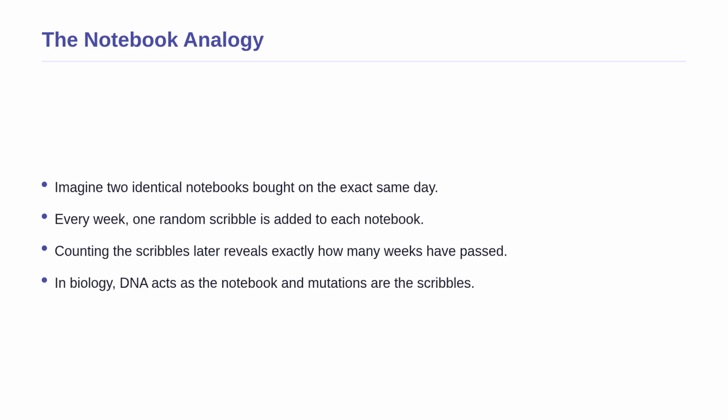To understand how this biological timepiece works, let us start with a simple analogy. Imagine that you and a friend buy identical, brand new notebooks on the exact same day. Every single week, without fail, you each randomly scribble on one page of your own notebook. If we meet you years later and count that there are exactly 104 scribbled pages in your notebook, we can easily calculate that you have owned it for 104 weeks. In evolutionary biology, DNA acts exactly like this notebook, and random genetic mutations are the scribbles. Because these mutations happen at a relatively steady and predictable rate over millions of years, we can simply count them to figure out how much time has passed.